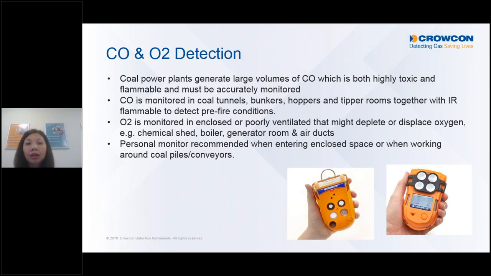In my research, I found that fixed detectors is usually the way to go. We want to have fixed detectors installed. But personal detectors are recommended when entering enclosed spaces, or when you walk around or work around coal piles or conveyors. So it is not a must, but it's highly recommended to have personal detectors. But fixed detection is standard.